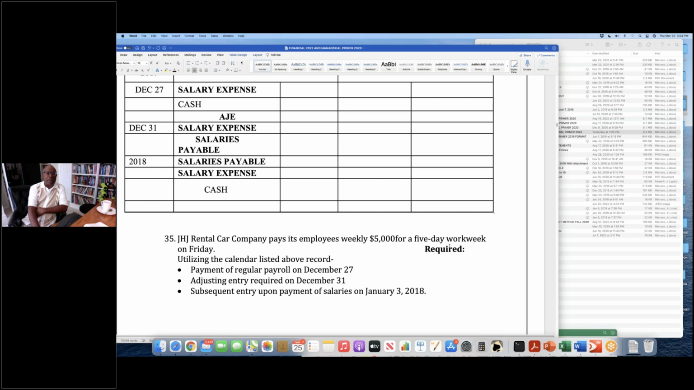J.J. Ron Company pays its employees $5,000 a week for a 5-day workday. So they're getting $5,000 a week. So pay the payroll on December 27th. Make the adjusting entry for December 31st. And then make the subsequent payment of salaries on January 3rd. Can you all handle it?